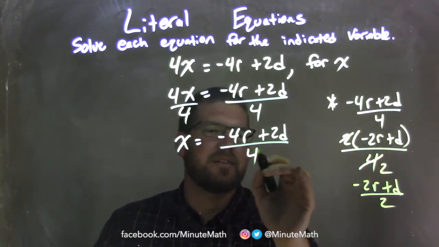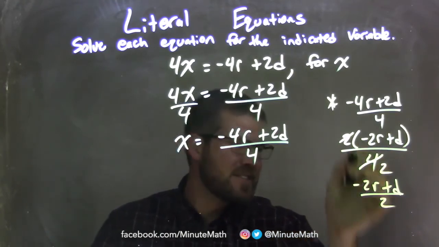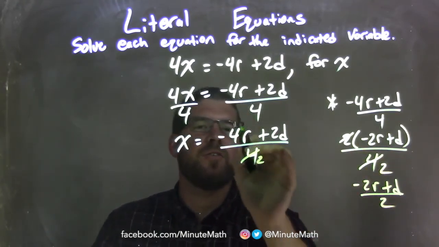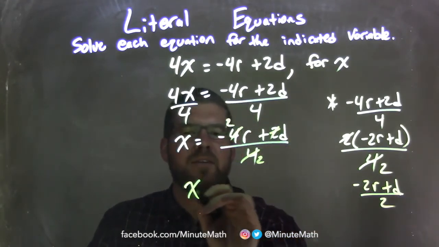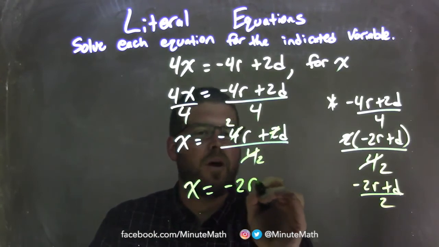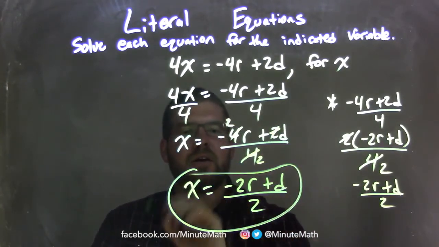Sometimes what people like to see is, okay, all these can be divided by 2, and they do this quick step, which is essentially the same thing that's going on here. That's a 2, and that just gets eliminated. And so we're left with x equals negative 2r plus d, over 2, and that is our final answer.